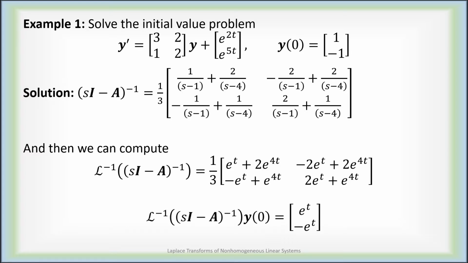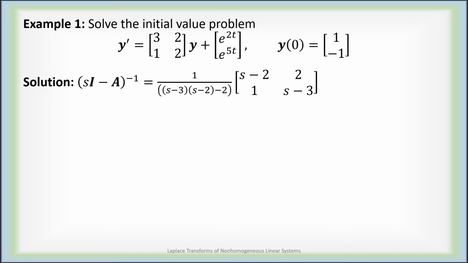We can now state that the state transition matrix, inverse Laplace transform of the resolvent, times our initial condition of 1 and minus 1 actually simplifies rather beautifully. If you take this matrix and multiply by 1, minus 1, you'll just get e to the t, minus e to the t. So here is our general solution to the homogeneous linear system.